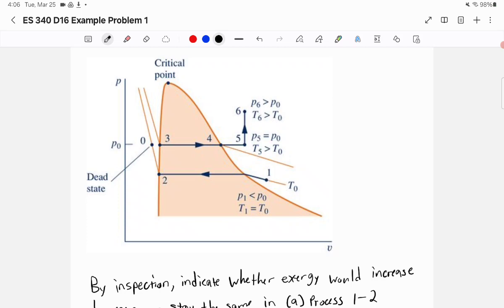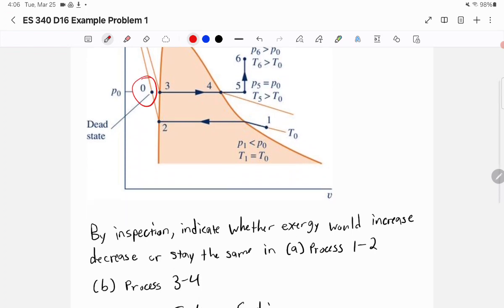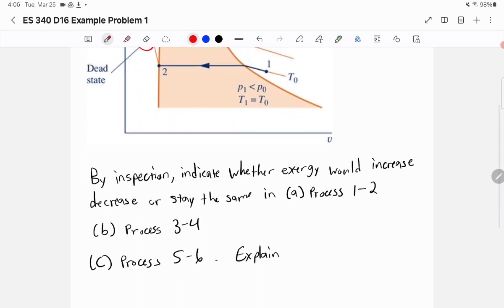This is ES340 Day 16 Example Problem 1. So here's a figure. It indicates on the figure the dead point. And the question is, by inspection, indicate whether the exergy would increase, decrease, or stay the same in A, process 1 to 2, B, process 3 to 4, and C, process 5 to 6.